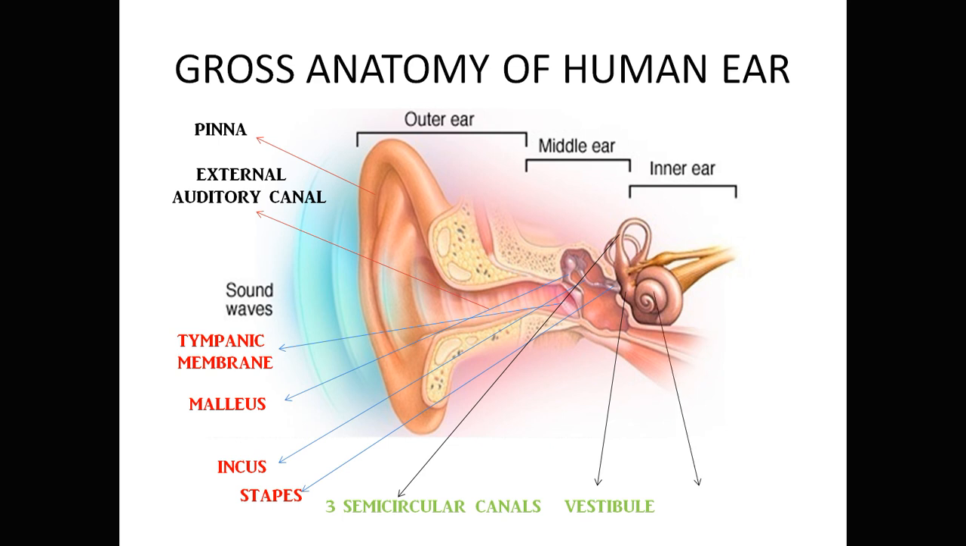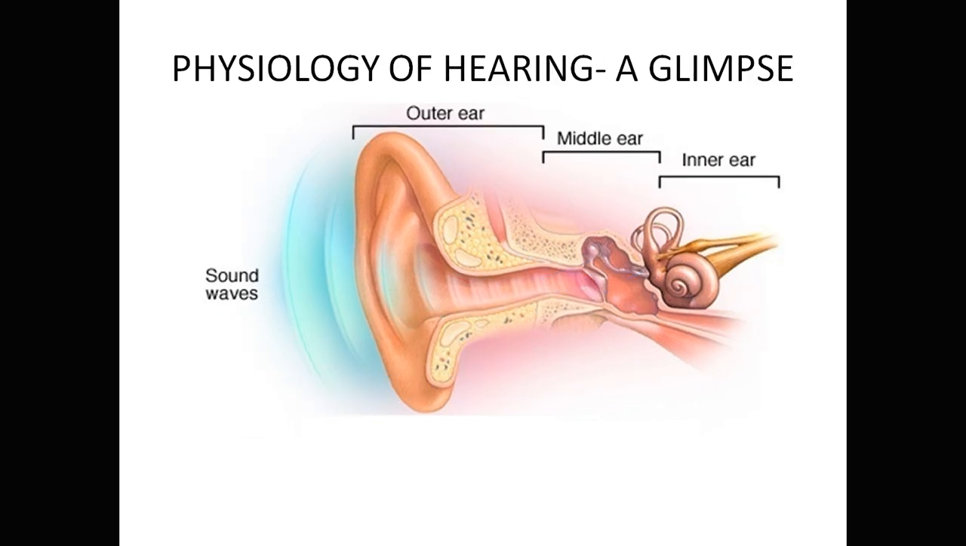Then your cochlea and your auditory nerve, that is your statoacoustic nerve, eighth nerve. Okay, these are the parts of the human ear. Then we will move on to the physiology of the human ear. A precise glimpse about the physiology.